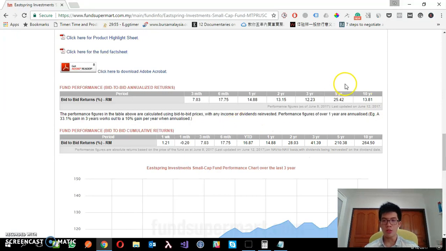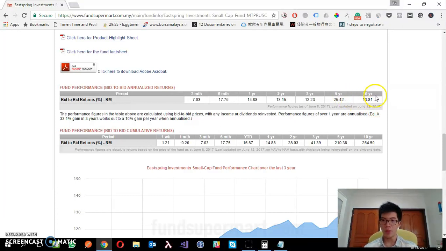Normally I just look at it because I'm a long-term investor. I want to choose a fund that performs consistently over a longer period. That's why I look at at least 5 to 10 years. Although past performance cannot ensure future income, at least I need to know that in the past they had consistent performance.